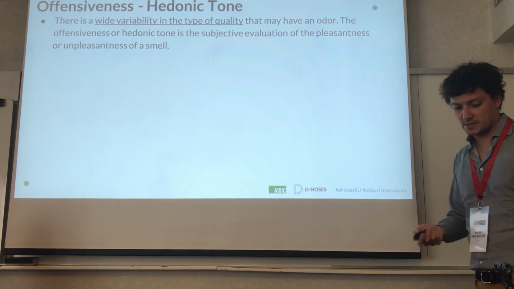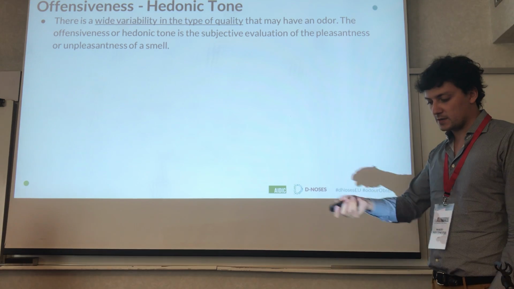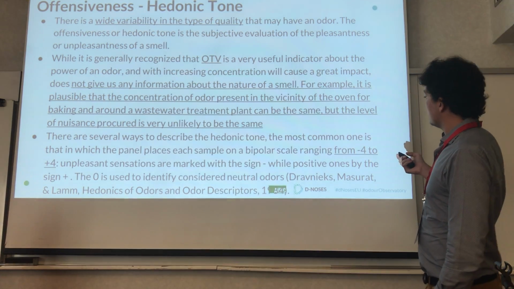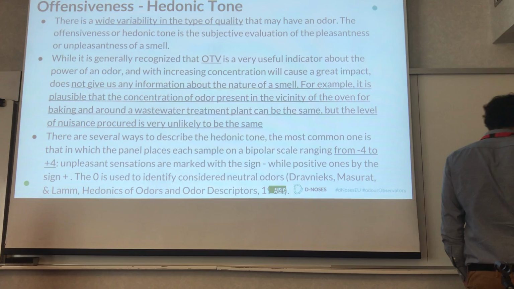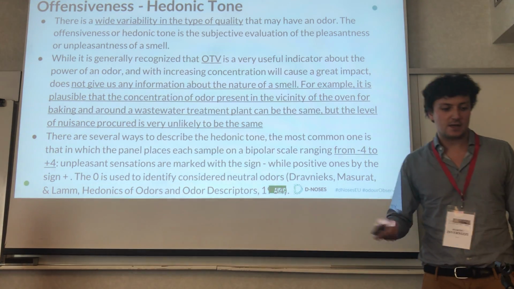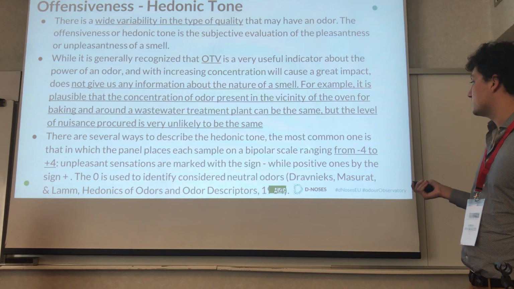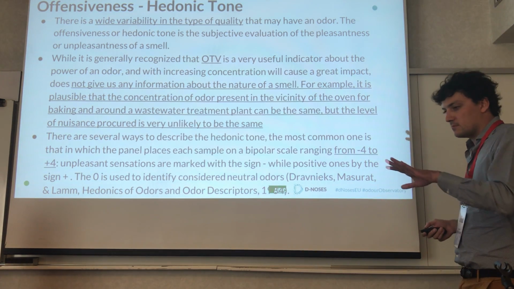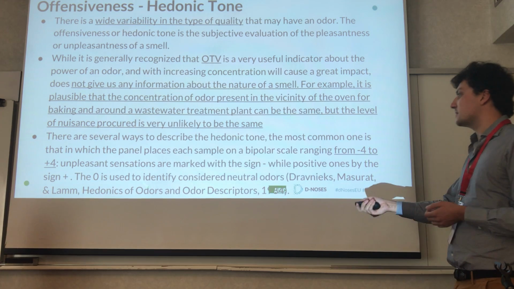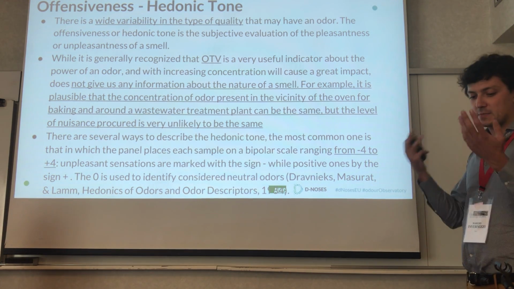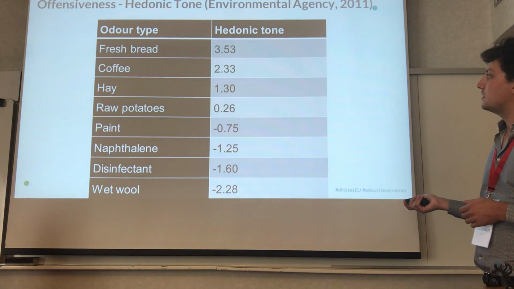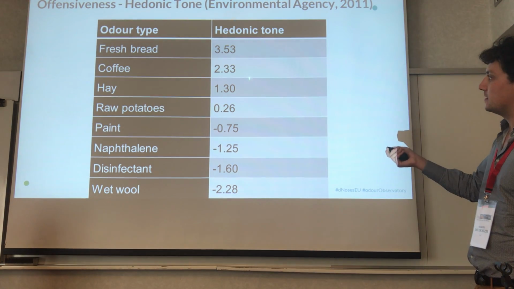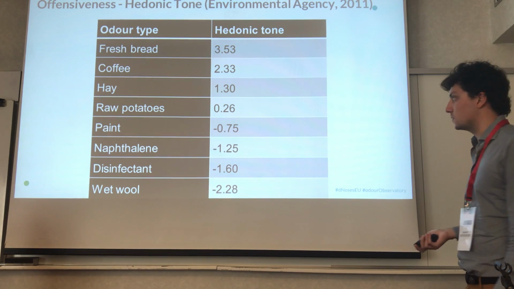Offensiveness is, of course, an important factor for the motivation that we talk about. There is also a way to assess the hedonic tone and give it a number. For the VDI the scale is bipolar, so it goes from -4 for the worst smell that you can feel to +4 to represent the best smell that you can feel. These are examples reported in an English document about the hedonic tone of different kinds of odors.